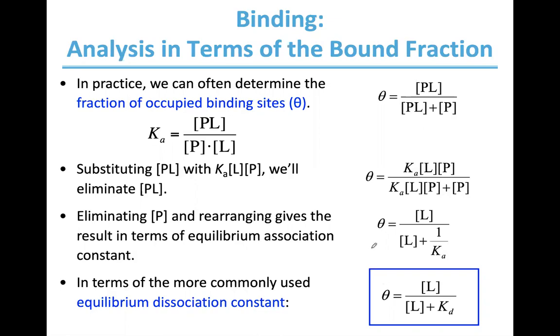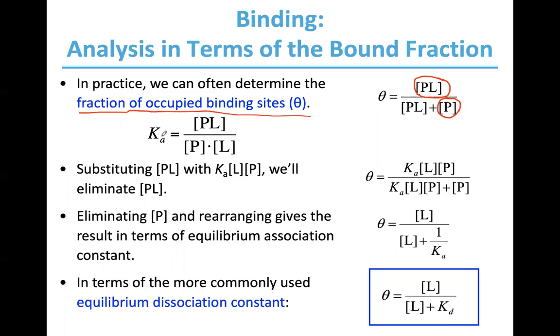So we will define what's known as a fraction of occupied binding sites, theta. Okay, so there's a letter theta. Basically what it tells you is the concentration of the sites on the protein that are occupied, so the concentration of the protein with the ligand on it. And there'll be some protein which does not have a ligand yet, right? So protein with the ligand over protein with the ligand plus the protein. So this is the fraction of occupied binding sites.